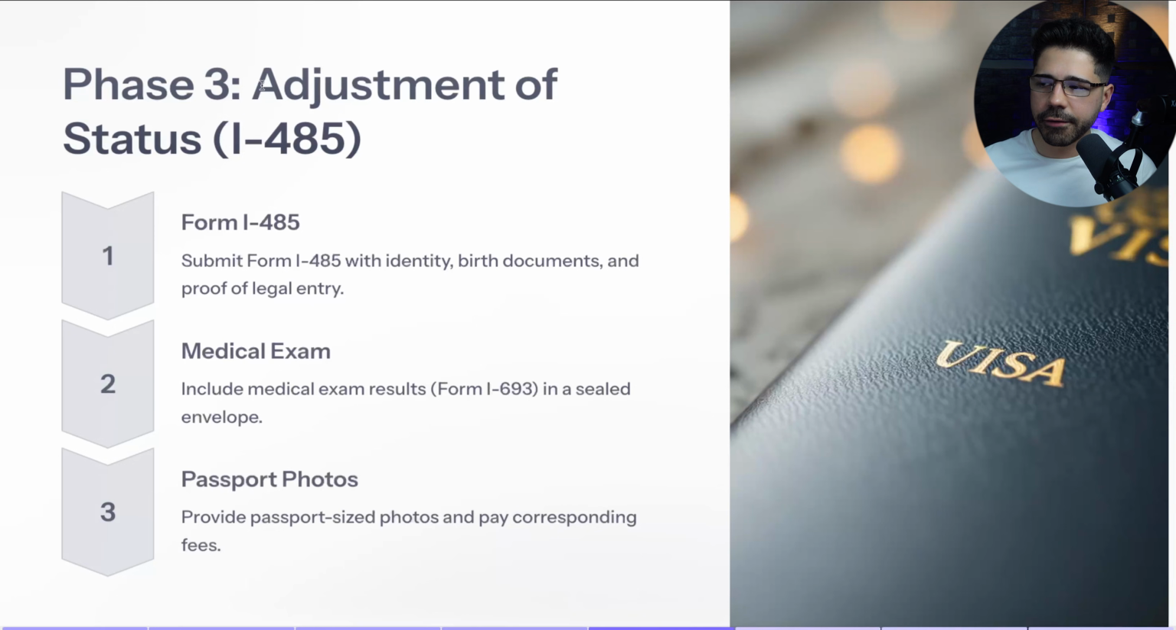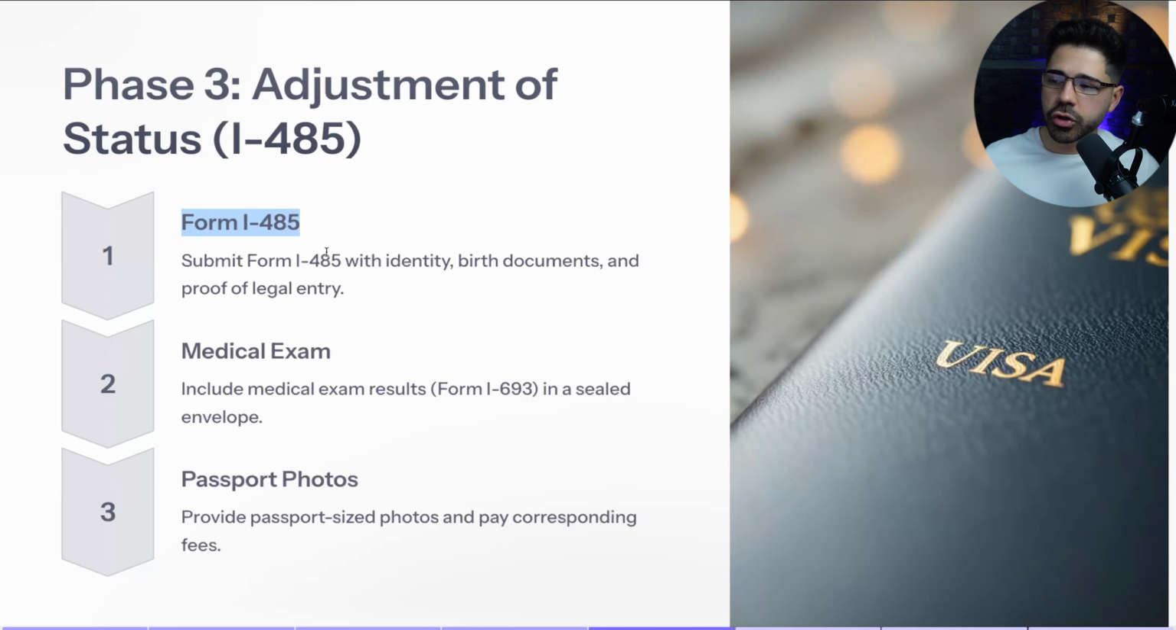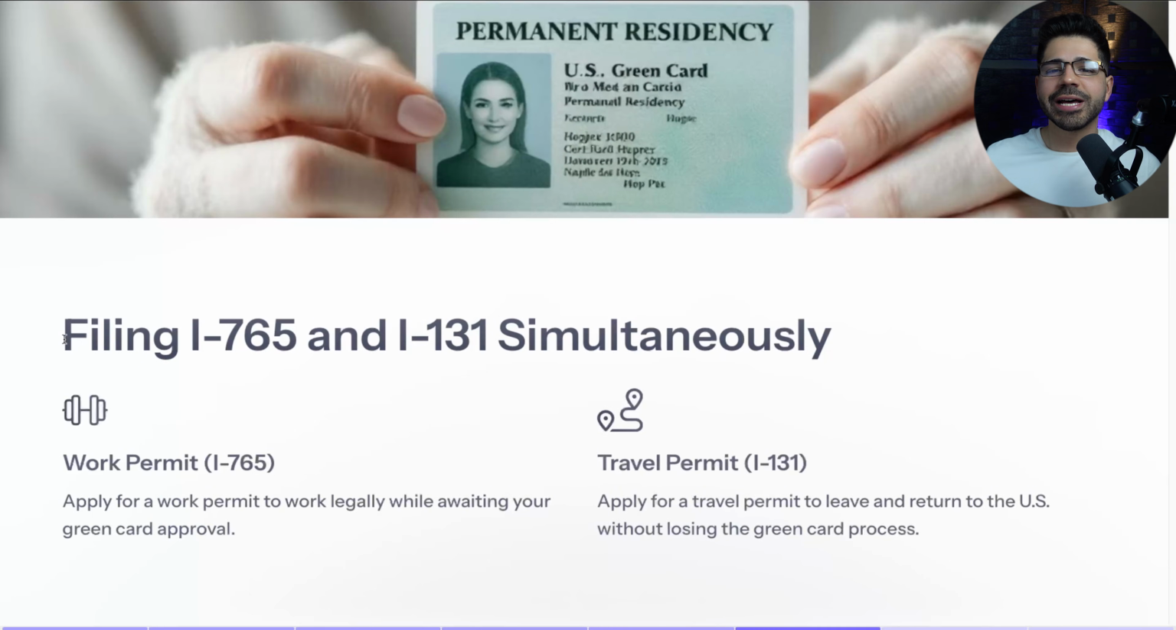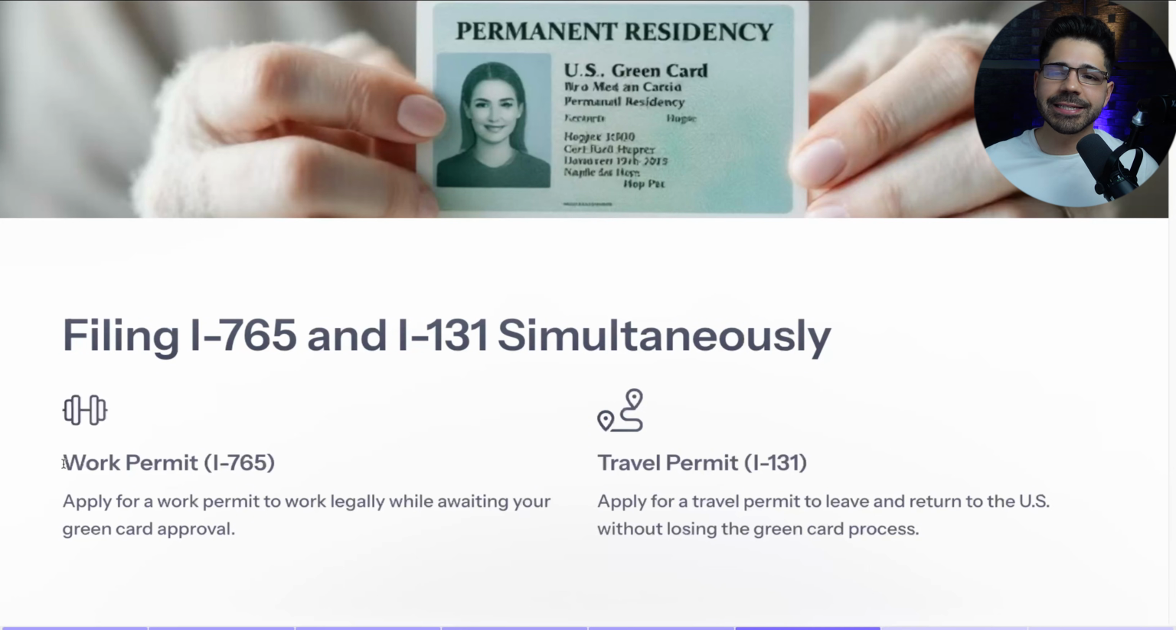The last and third phase is filing your adjustment of status I-485. Now you can submit your form I-485, identity and birth documents, proof of legal status and maintenance of status as well, medical exam results in a sealed envelope, form I-693, passport size photos, and corresponding fees as well. A good tip is that many people simultaneously submit the application for work permit, the I-765, which once approved allows you to work legally while waiting for your green card.